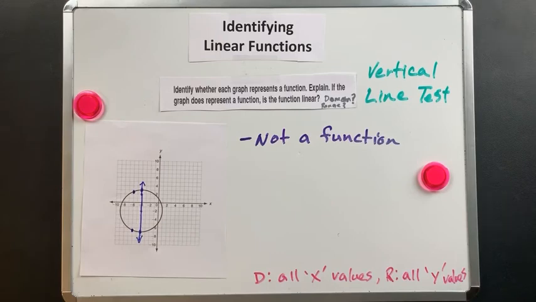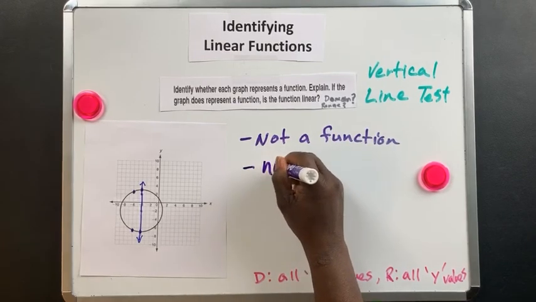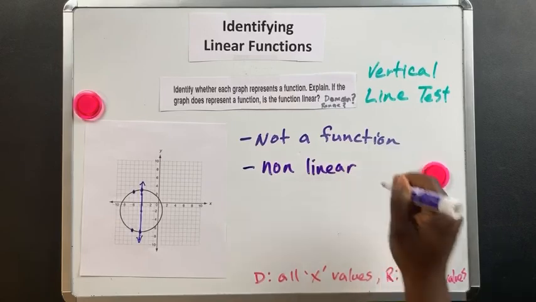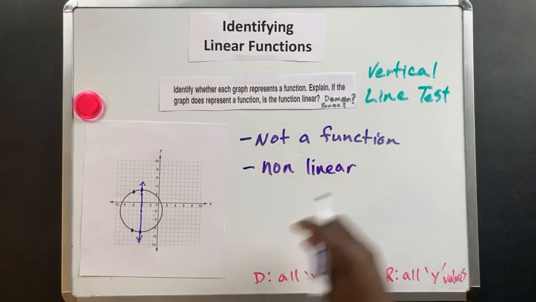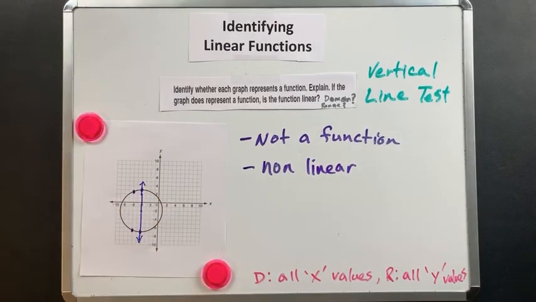Now, is the function linear? We know it's not linear. Why? Because we have a circle. So we'll say non-linear. Non-linear graph. Okay? Very good. Now, let's further describe this graph and describe it in terms of its domain and range.